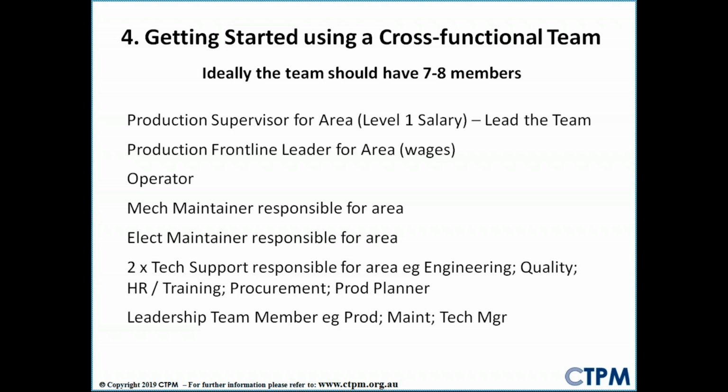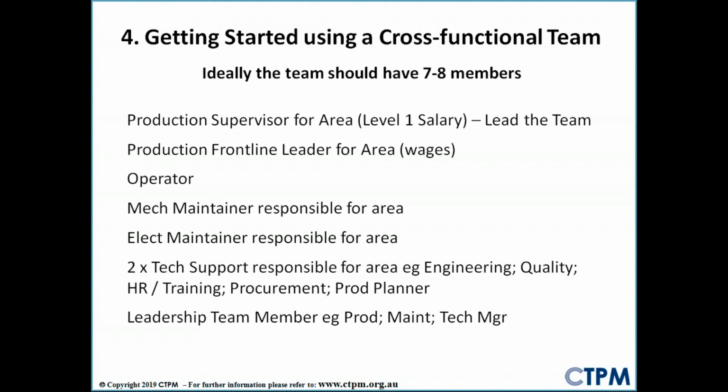Whether we call them level 1 salary, some people call them supervisors, some people call them team leaders, some people call them coordinators, some people call them superintendents. The thing is, it's normally your first level salary production person to lead a team. Then you've got your production area-based teams. They'd have a frontline leader and they'd have up to 7 operators. So we try to get the frontline leader and 1 operator. Now that's recognising we don't want to stop the line when you're doing a cross-functional team. So you want the place still running. If you can't pull 2 out, you just pull 1 out.